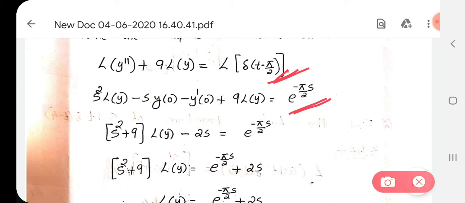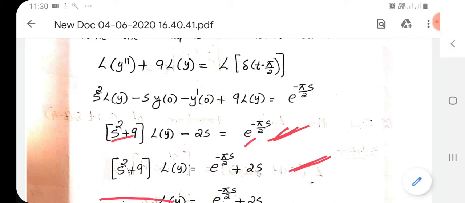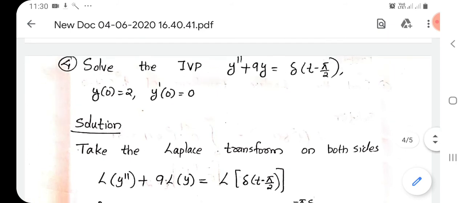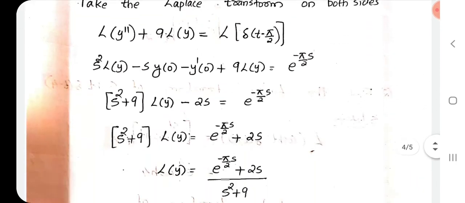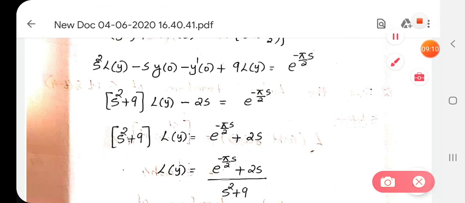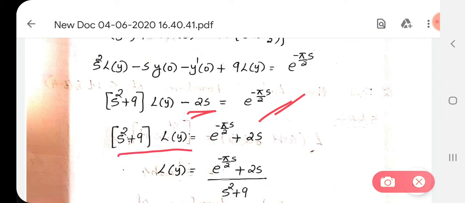Now we take the first term and the last term on the left side. We have s square plus 9 into L of y, and then substituting the values of y of 0 and y dash 0. We have y of 0 is 2 and y dash 0 is 0. Then substituting the values, y of 0 is 2, so it is minus 2s, and y dash 0 is 0. The right hand side is e raised to minus pi by 2s. So s square plus 9 into L of y equal to e raised to minus pi by 2s plus 2s. Then L of y is e raised to minus pi by 2s plus 2s by s square plus 9.